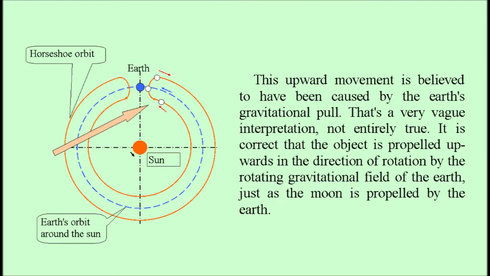This upward movement is believed to have been caused by the Earth's gravitational pull. That's a very vague interpretation, not entirely true. It is correct that the object is propelled upwards in the direction of rotation by the rotating gravitational field of the Earth, just as the Moon is propelled by the Earth.